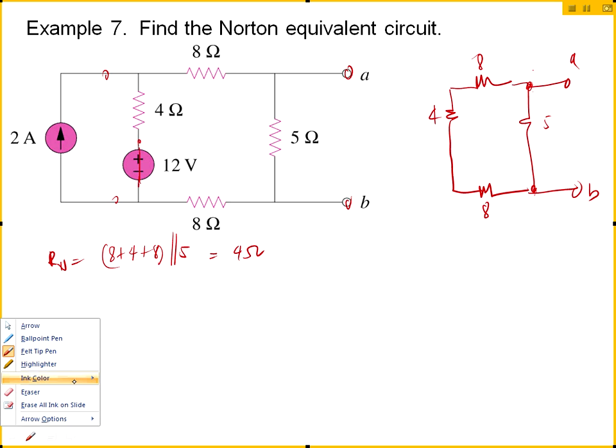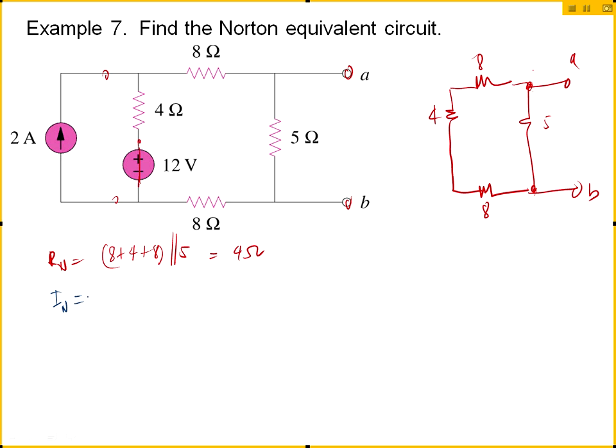Okay. How do we find I Norton? We can find V Thevenin like we did before and divide V Thevenin by R Thevenin, but I think that's kind of cheating. I Norton is the I short circuit, okay, which means that I short the terminals of the load, replace the load with a short circuit, and whatever current develops there is the I Norton. Okay, so any suggestions on how I find I short circuit?